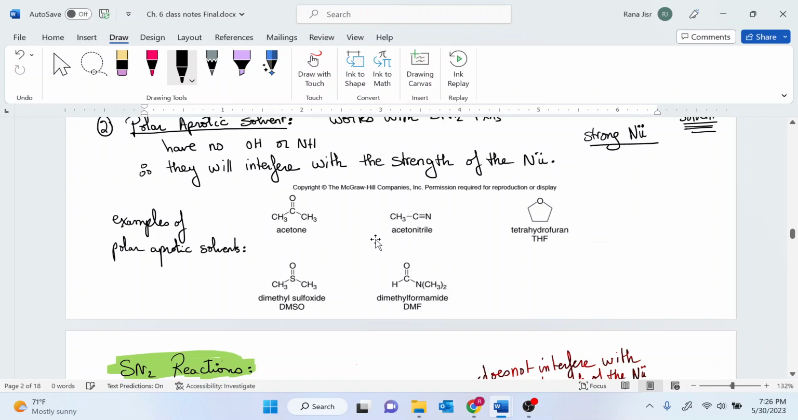You are responsible to know all of these structures because they will be appearing in the reaction. So you would need to know that these are solvents and you would need to know the type of the solvent. They don't have any NHs or OHs in them. You have the tetrahydrofuran, the DMSO, and the DMF. In most of the cases, we use the abbreviation for the DMSO and the DMF to represent those solvents in SN2 reactions.